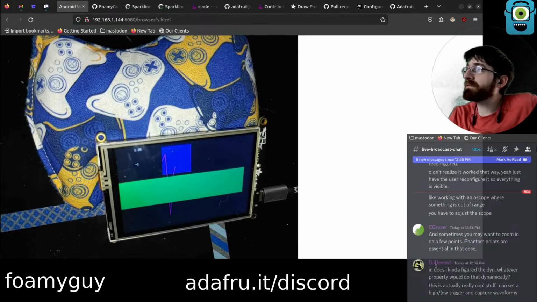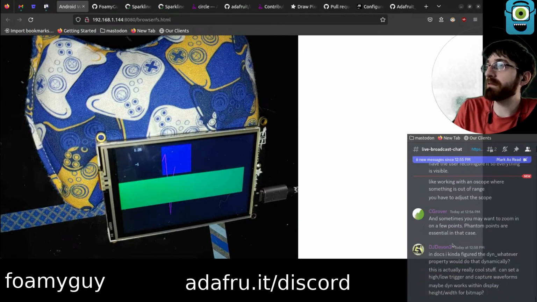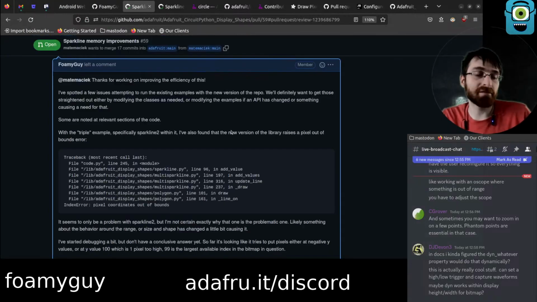As you may want to zoom in on a few points, phantom points are essential. That's a good point too. Yeah, if you're trying to zoom into a specific spot in the scale, then all the ones you're not zoomed into become phantom points. That's true. Actually, I kind of figured dyn whatever would do that dynamically. This is actually cool stuff. You can set a high-low trigger and capture waveforms. Maybe dyn works within display height width. Could be. I'm not sure how it chose the height for that thing. I think I'm gonna call it a day for now there though.